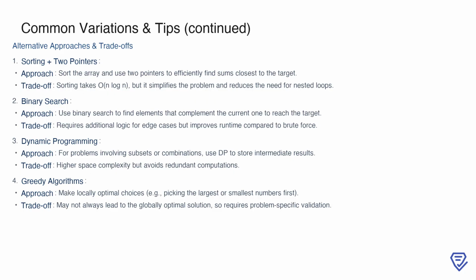Dynamic programming is another powerful tool, especially for problems involving subsets or combinations. By storing intermediate results, you can avoid redundant computations, though this often comes at the cost of higher space complexity. Finally, greedy algorithms can be useful for making locally optimal choices, such as picking the smallest or largest numbers first. However, these approaches may not always yield the globally optimal solution, so it's important to validate their effectiveness based on the problem's specific requirements. Each of these strategies has its strengths and weaknesses, so choosing the right one depends on the problem constraints and your familiarity with the techniques.